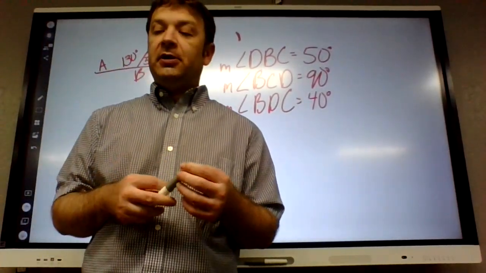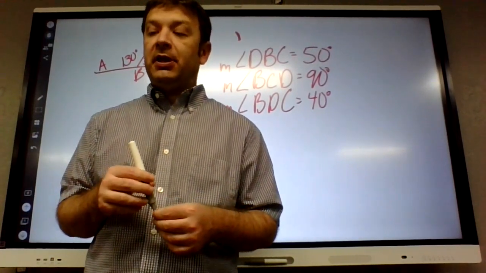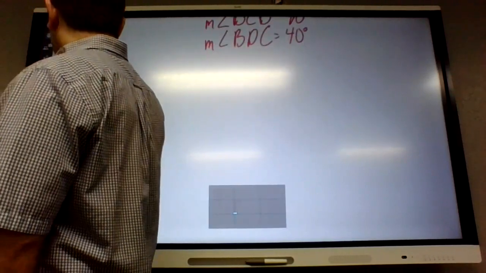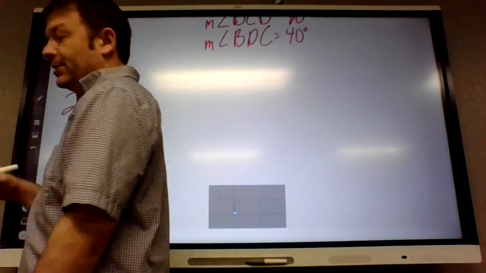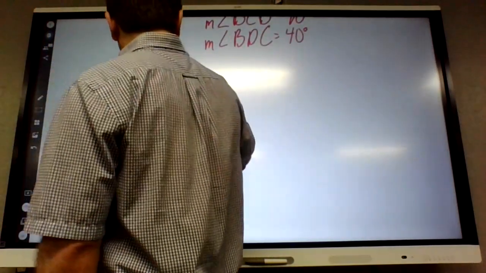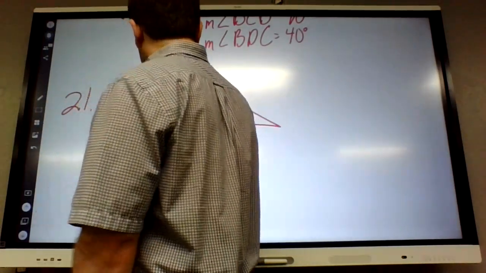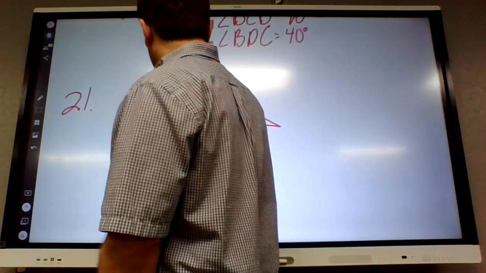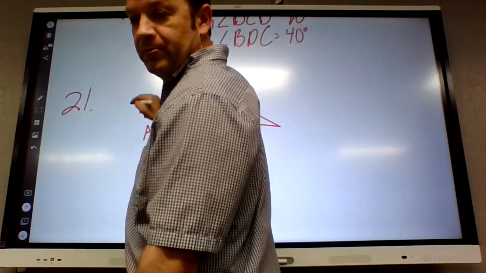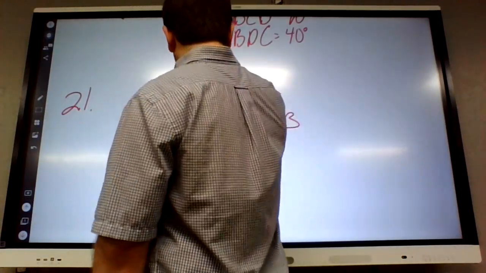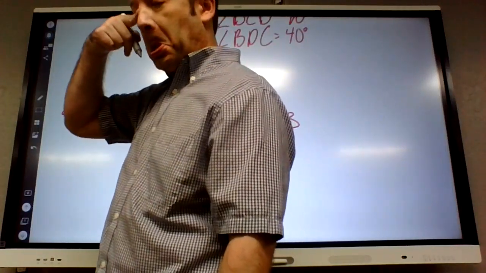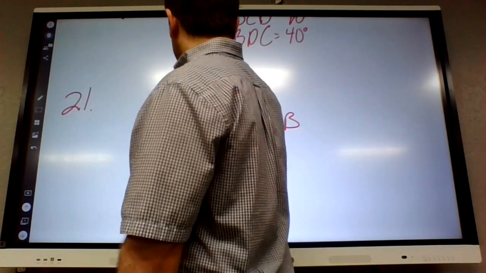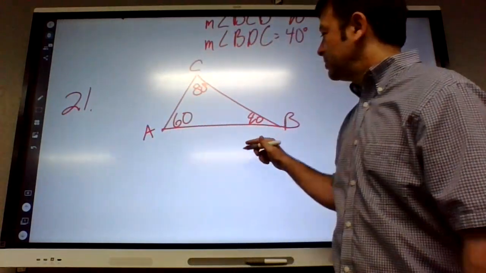State the measure of the exterior angles of angle ABC. 21 says state the measures of the exterior angles. What do they mean by exterior angles? When you extend the line, you have to draw around. So this is A, B, C. C is 80 and D is 40. You don't really need a picture to do this. You just subtract from 180.